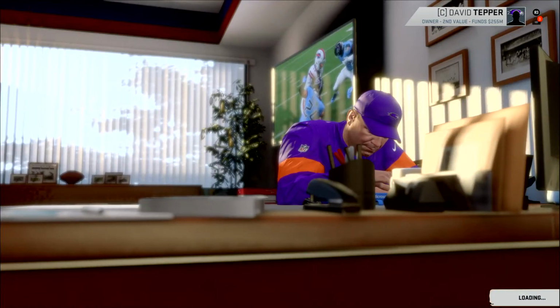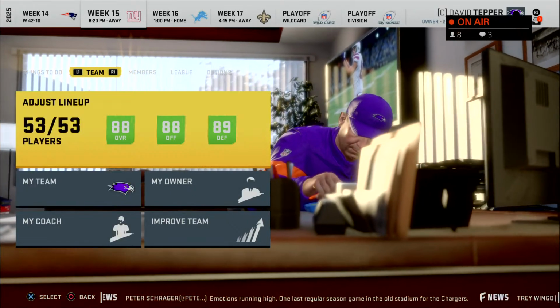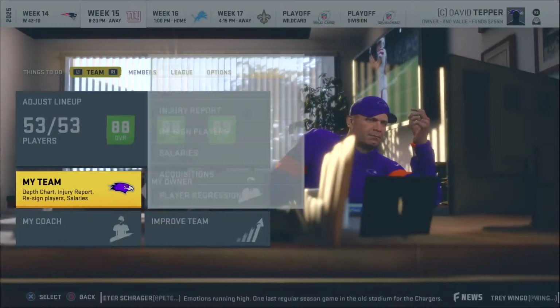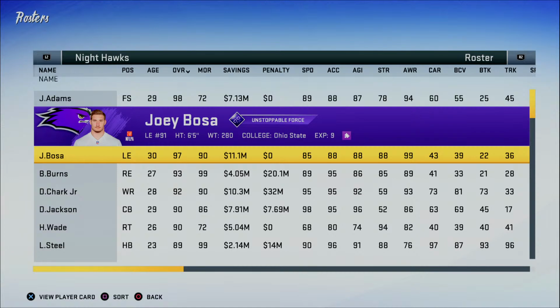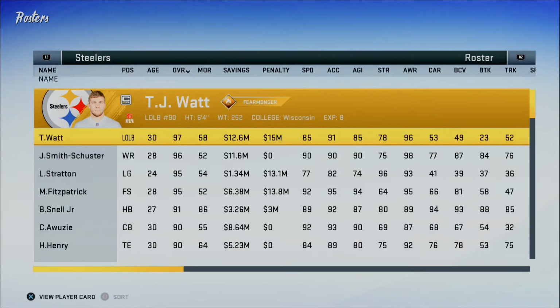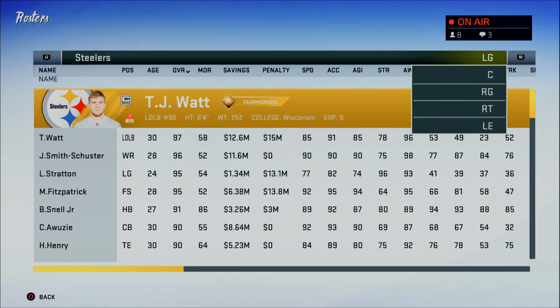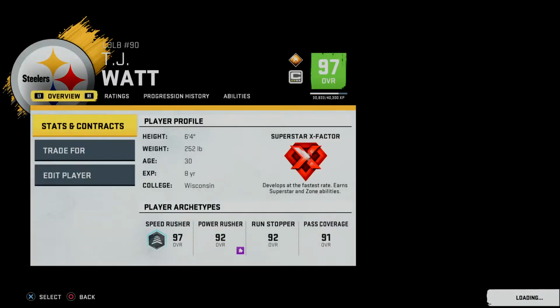However, if you look at a 3-4 scheme, those outside linebackers are going to be matched up against an offensive lineman a lot of the time, and they're going to be pass rushing. So if you look at a team like the Pittsburgh Steelers, that's the team that I generally base it off of. I know I'm a Pittsburgh Steelers fan, but if you want to base anything off of a good 3-4 outside linebacker, you're going to base it off of TJ Watt.